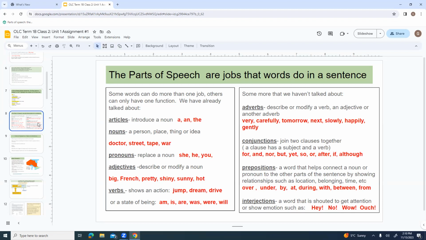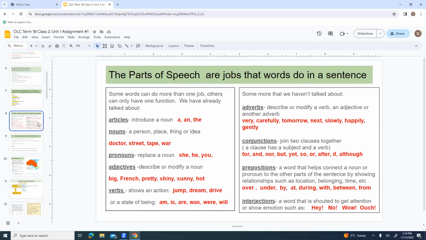like she, he, you. Adjectives describe or modify a noun: big, French, pretty, shiny, sunny, hot. Verbs show an action: jump, dream, drive, or it could be a state of being. I don't remember if we've talked about this yet: am, is, are, was, were, and will.